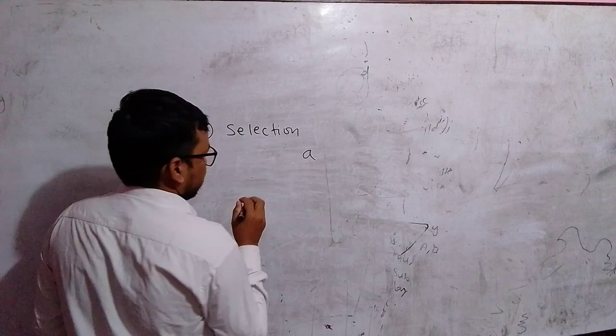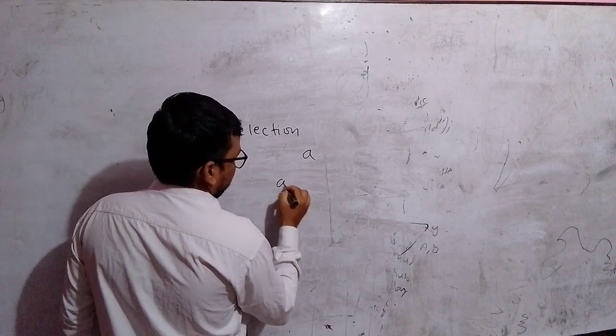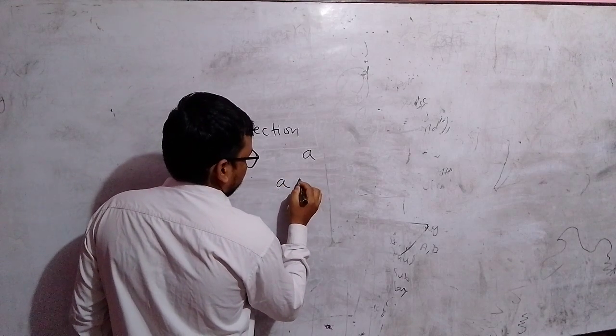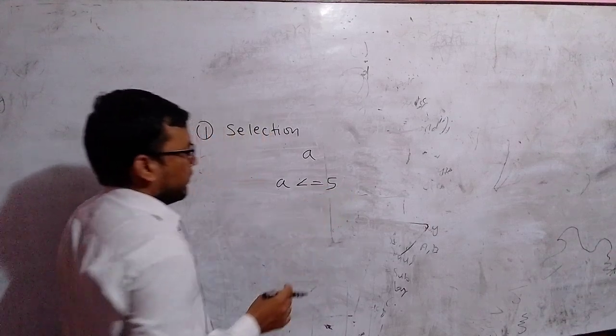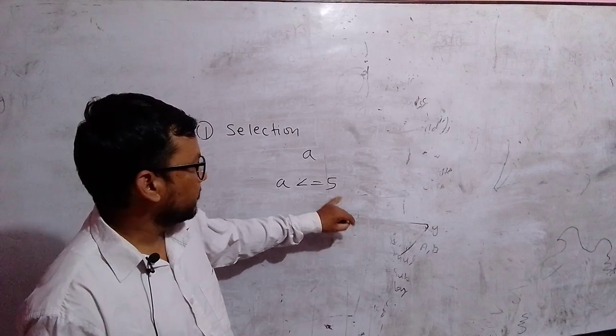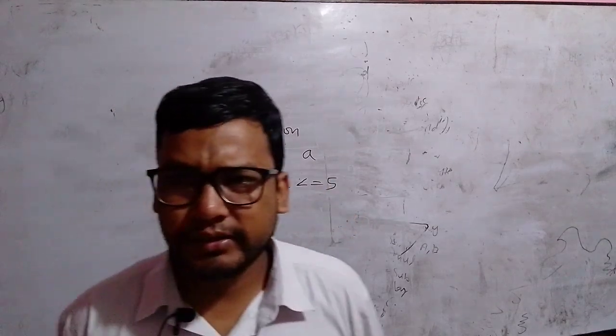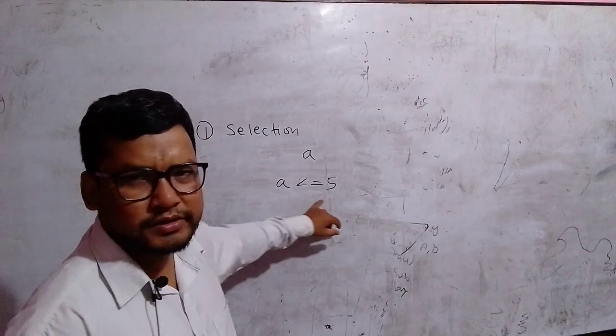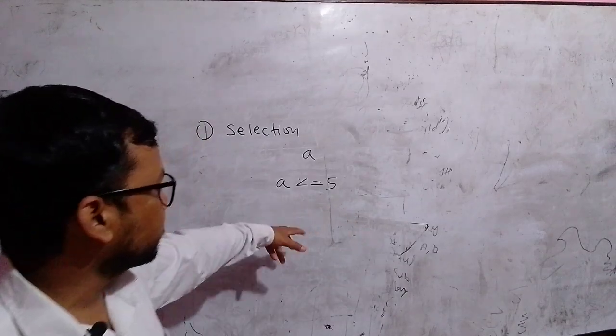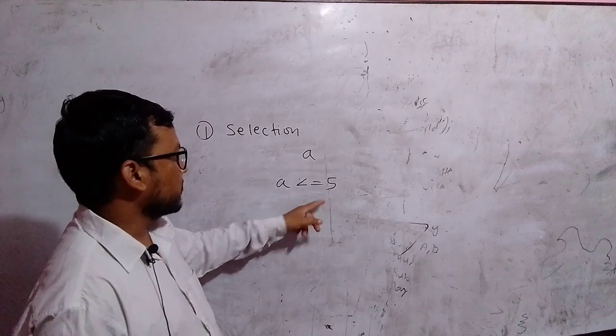Now another condition is A is less than or equal to 5. These are the conditions. In the conditions we'll compare something, and that gives either a true result or a false result.